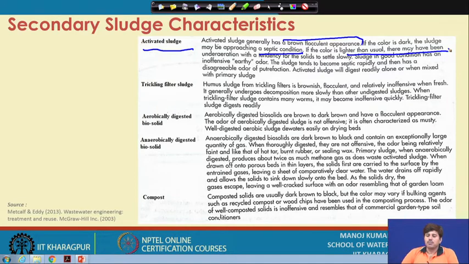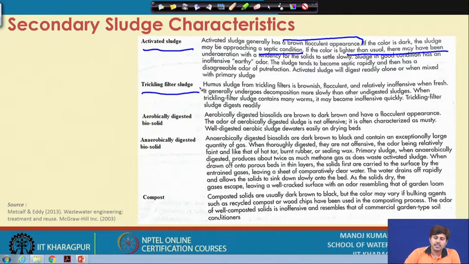Okay. So, not much smell comes from the activated sludge that way. The sludge tends to become septic readily, and that is why it may have a disagreeable odor. For purification, this activated sludge will digest readily alone when mixed with the primary sludge. Okay. So, there is a good possibility of digestion of this activated sludge.